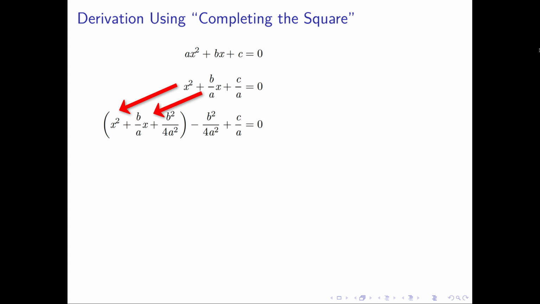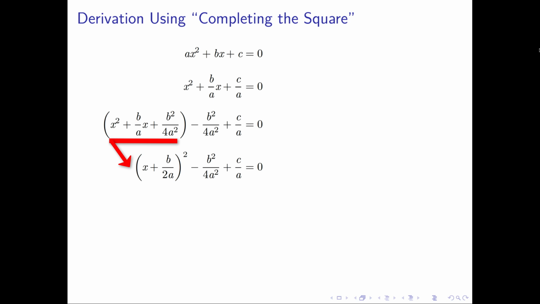Now here's how to derive the quadratic formula by taking a general quadratic equation in standard form and completing the square. First, we divide both sides of the equation by a, and this makes it a little easier to complete the square. We then isolate the first two terms, x squared and b over a times x, and we complete the square by taking half the coefficient of x and squaring it, adding it inside the parentheses, and subtracting it outside.